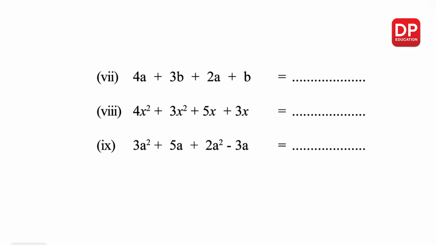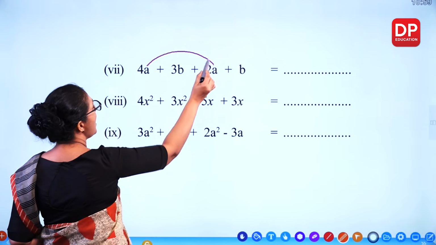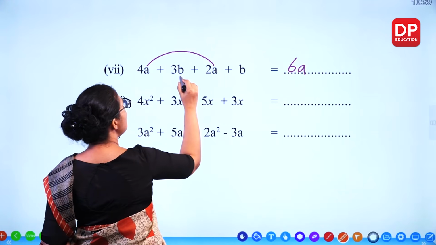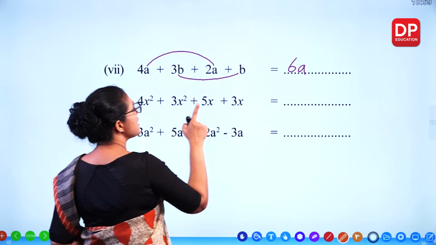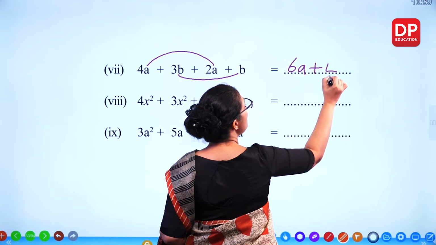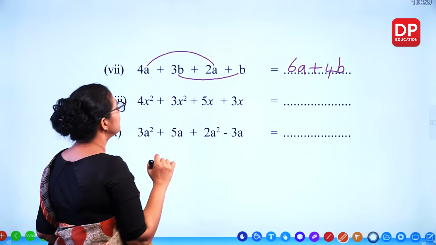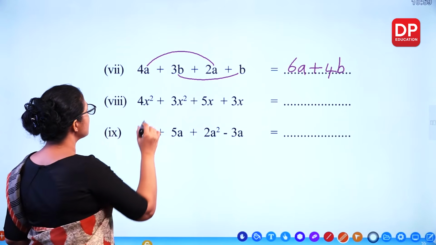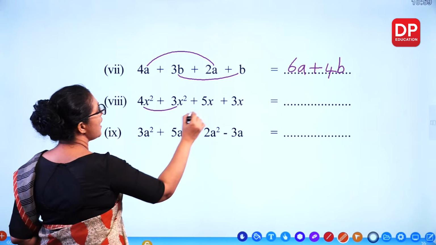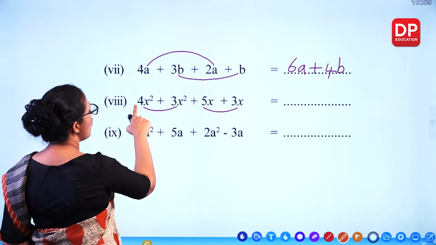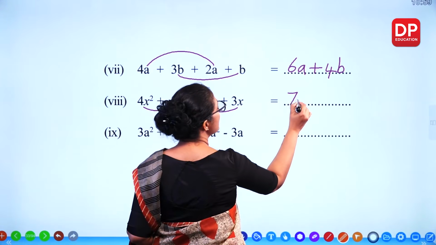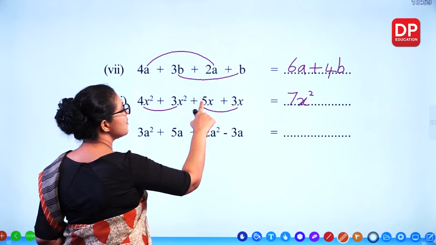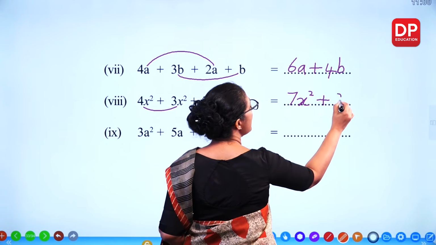This one, add like terms. 4a and 2a. 4 plus 2, 6a. And b terms you can add. 3b plus b, 4b. Now, look carefully. What are the terms? X squared terms. These two you can add. 4 plus 3, 7. But the term is x squared. And 5x and 3x you can write 8x.